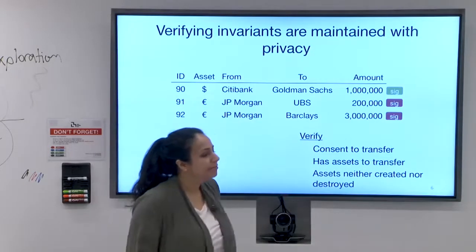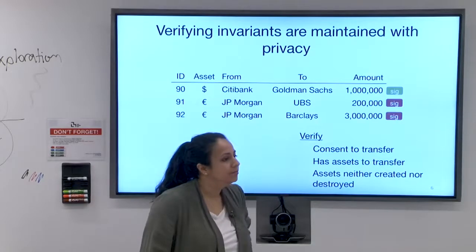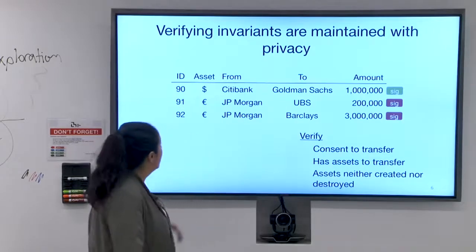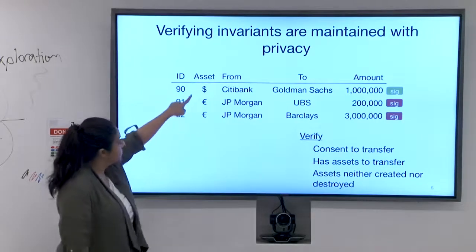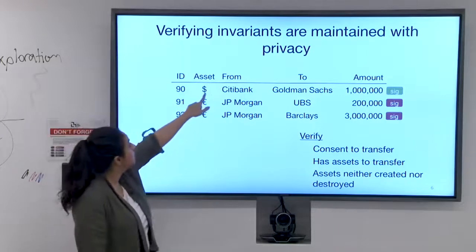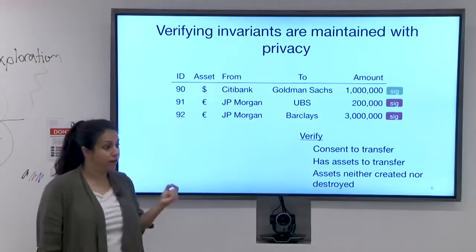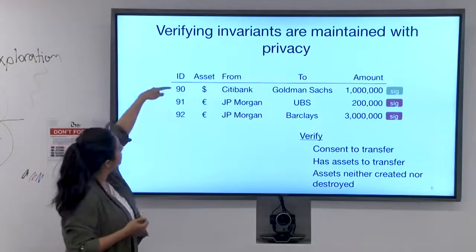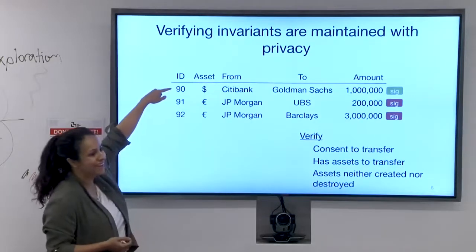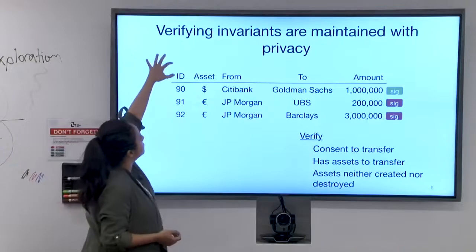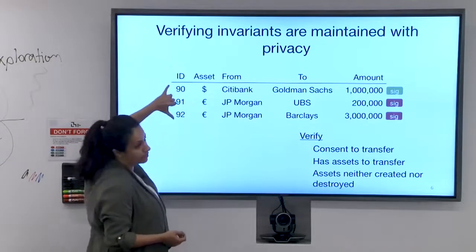I was confused as to how you verify that transactions are correct in their account balances if there's no native assets. Yeah, that's a great question. So I have dollars and euros here, right? How do you know that Citibank actually has those dollars to transfer to Goldman Sachs? Where does that come from? Notice how this is transaction number 90. I'm assuming that there's a transaction up here. This is just a subset of the ledger.